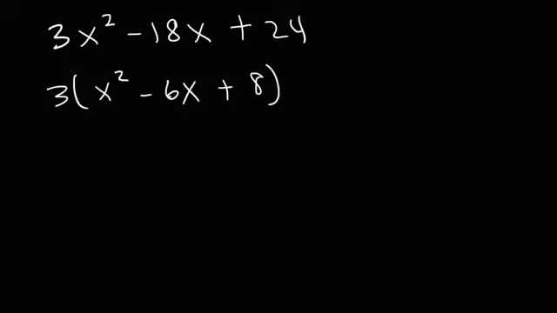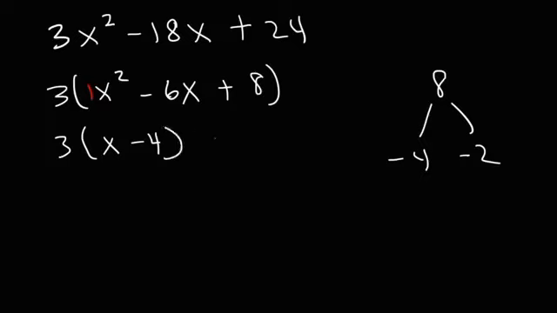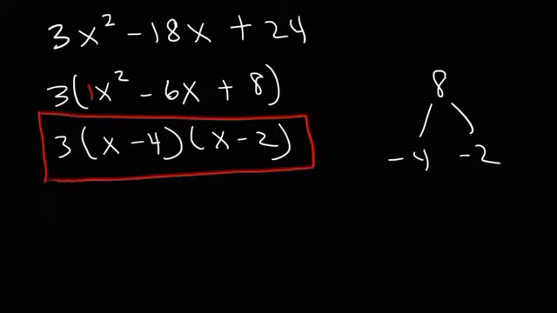So now we need to factor this trinomial on the inside of the parentheses. Two numbers that multiply to 8 but add up to negative 6 are going to be negative 4 and negative 2. Negative 4 plus negative 2 adds up to negative 6. So we can replace x squared minus 6x plus 8 with x minus 4 times x minus 2. And we'll keep the 3 in the front. So this right here is the answer.